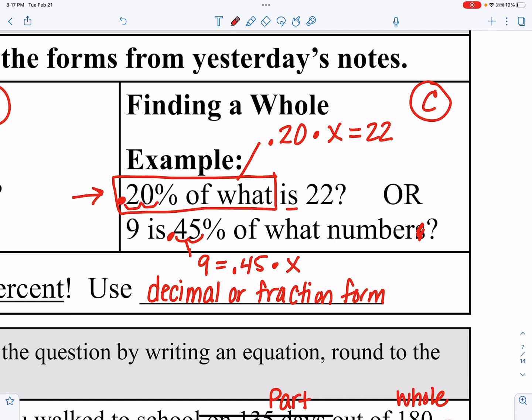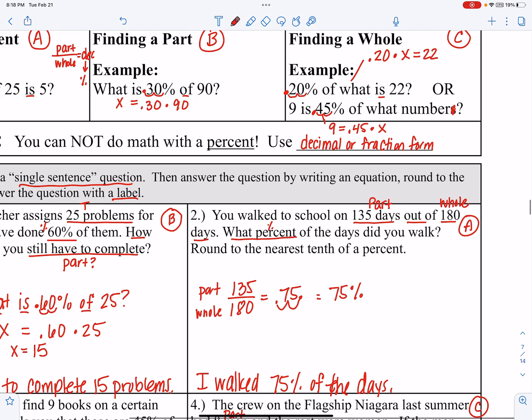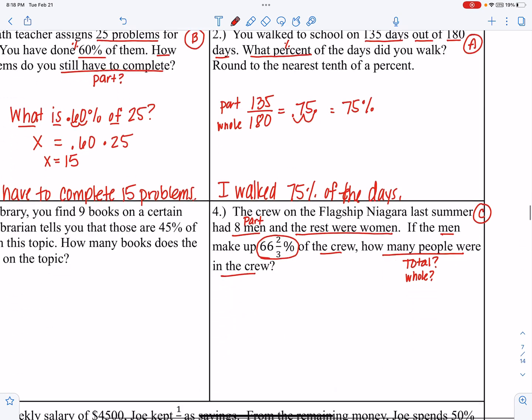So it's basically the same thing, just another way of thinking about it. So it's really up to you which one. Like I said, pick the one that makes the most sense to you. Okay, I'm going to go ahead and do the top one. So it says percent of what is 22.